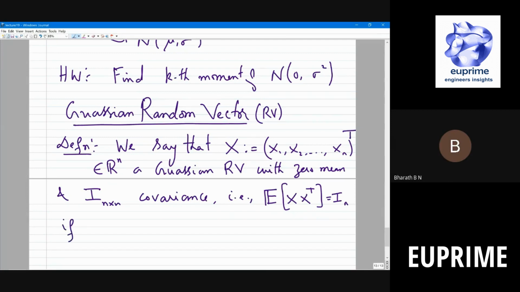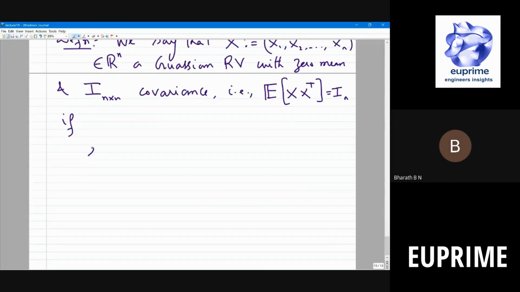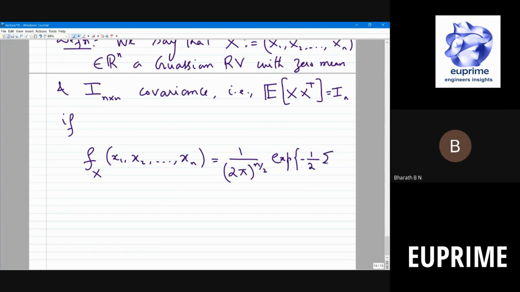If you look at the joint distribution of x1, x2, these are scalars. So this will be 1 over 2 pi to the power n by 2. This is IID, right? So that's what it says. E to the exponential of minus 1 by 2 summation i equal to 1 to n of xi squared. Okay, so this is the point. Is that fine?